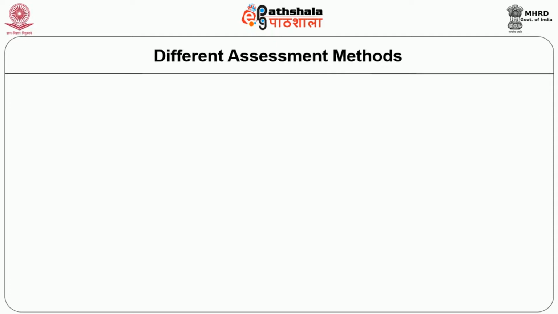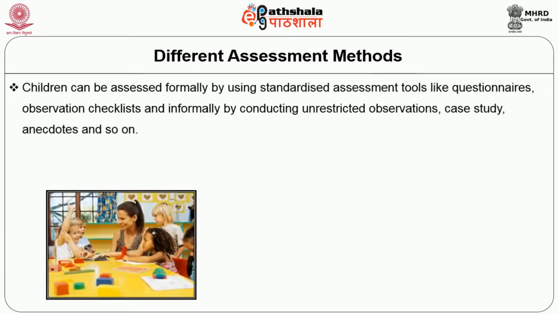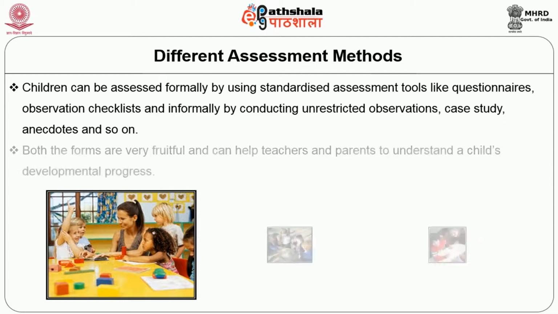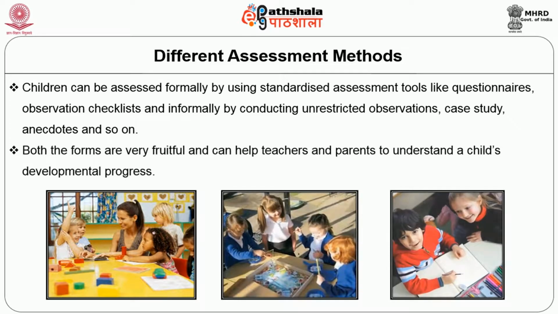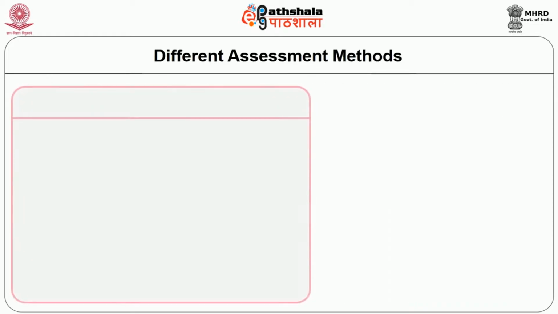Different methods of assessment. Children can be assessed formally by using standardized assessment tools like questionnaires and observation checklists, and informally by conducting unrestricted observations, case studies, anecdotes, and so on. Both the forms are very fruitful and can help teachers and parents to understand a child's developmental progress.